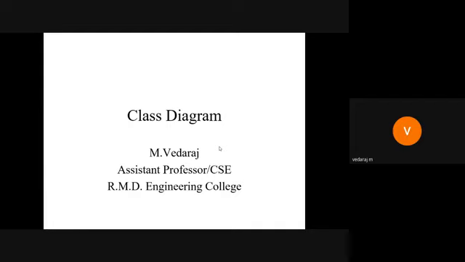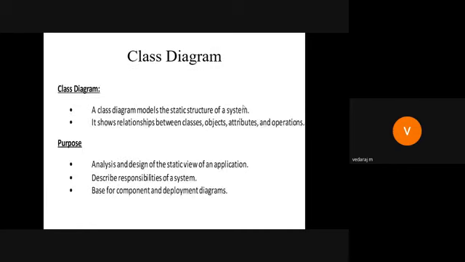I already told you very clearly that UML diagrams can be classified into two different types. One is the static UML, called the structural UML diagrams. The other is the dynamic UML, called the behavioral UML diagrams. This class diagram comes under the category of structural or static UML diagrams. I will tell you what we mean by class diagram.